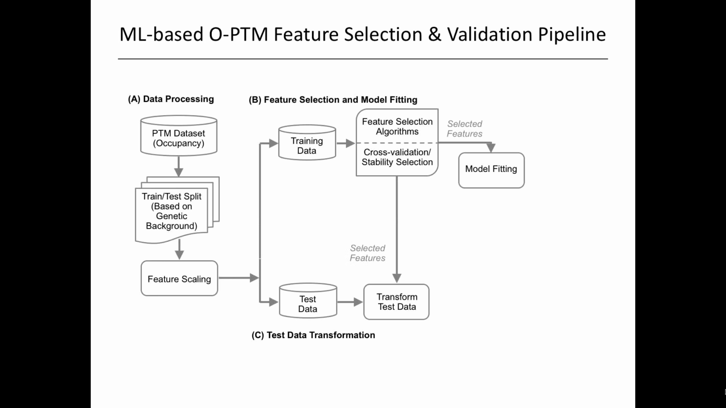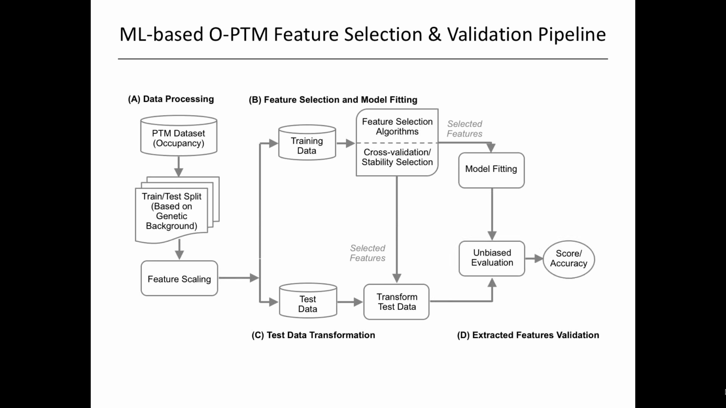At the same time, the test data will be transformed by the selected features from that training data set to help transform the test data for the unbiased evaluation of these selected features according to the predictive model. And then from this unbiased evaluation, we are able to obtain a score of their accuracy for the prediction.